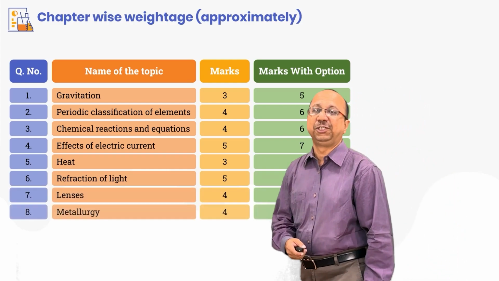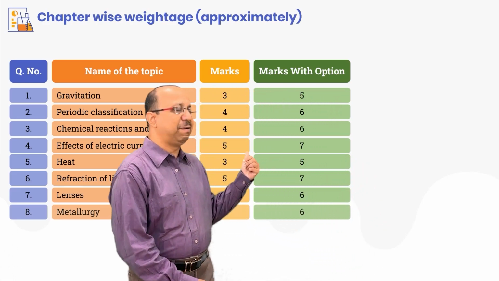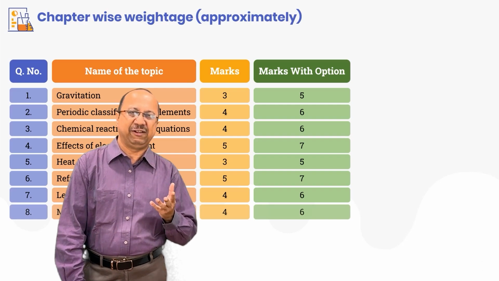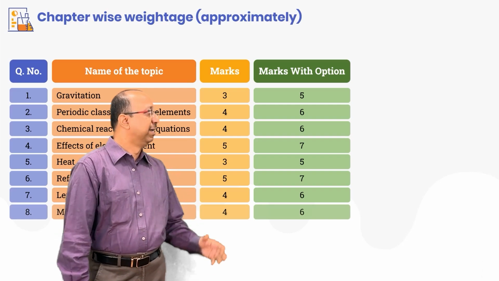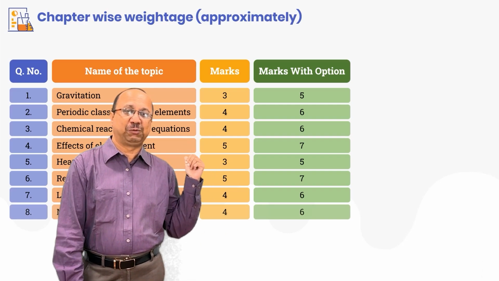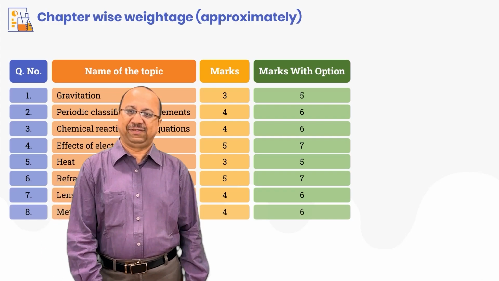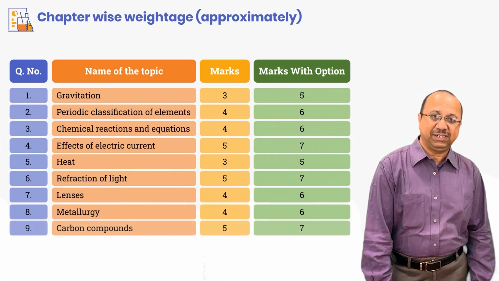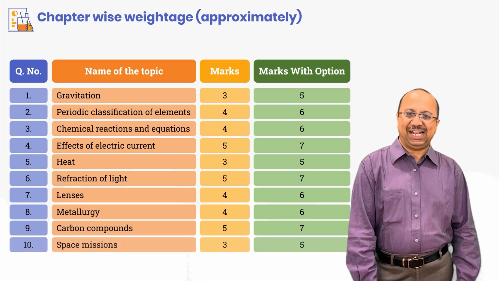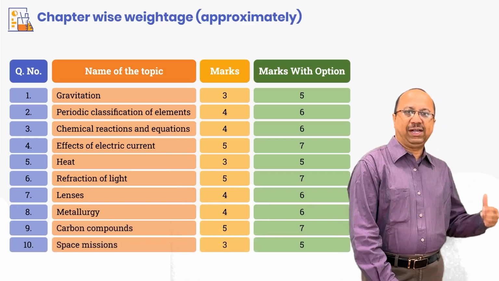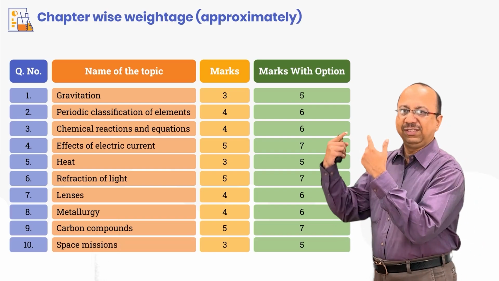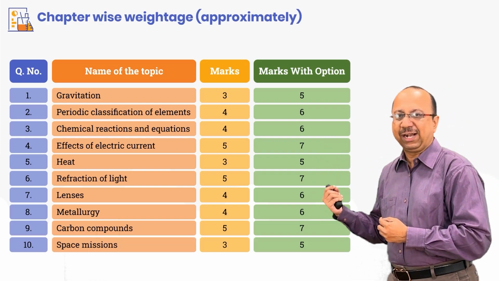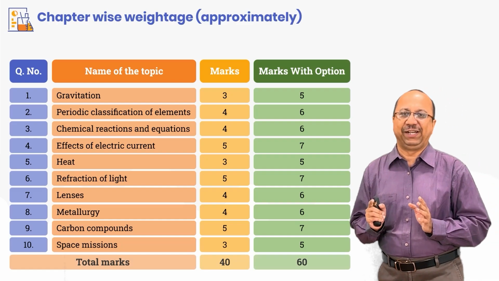Chemistry starts from here. If we talk about metallurgy, the chapter looks very lengthy, but normally a 4 or 5 mark question comes from it, not more than that. So if you check the last column, marks with option, it is not more than 6. Similarly, carbon compounds, a very important chapter, comes for 5 marks, and space mission, the last one, is of 3 marks. So again, you can have a quick glance on this entire chapter list, and from this, you yourself can make out which chapter to give priority.